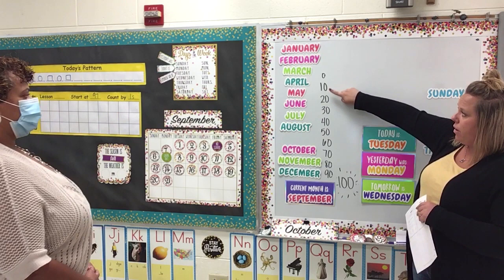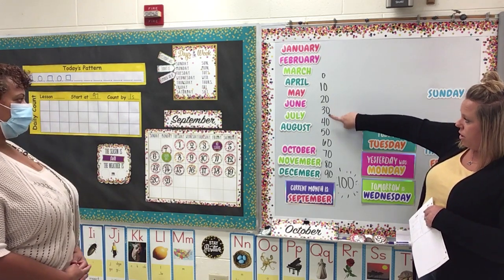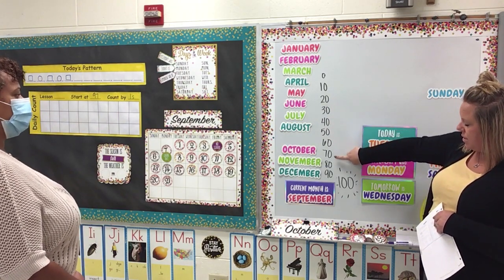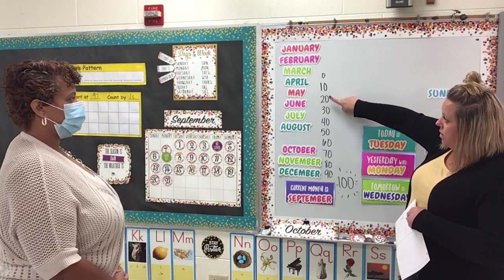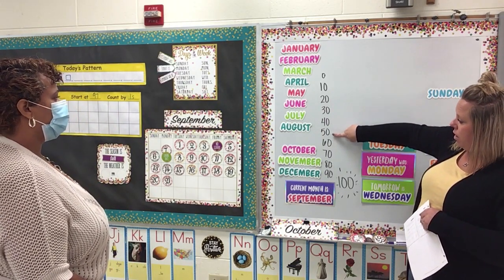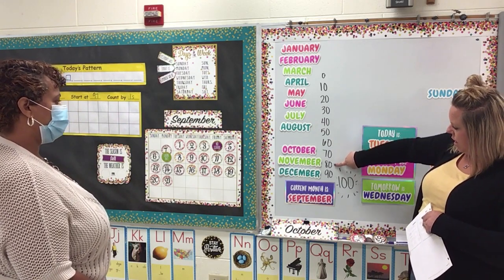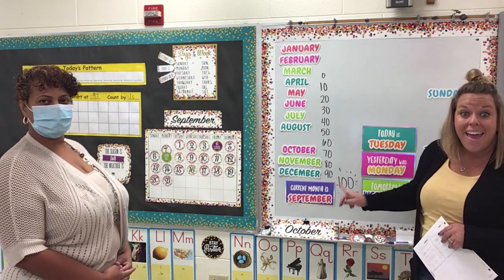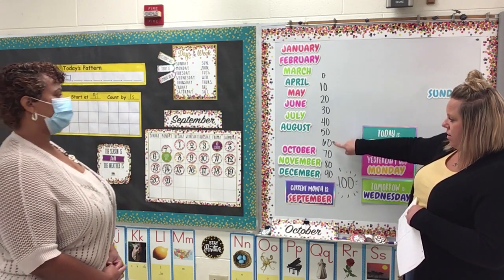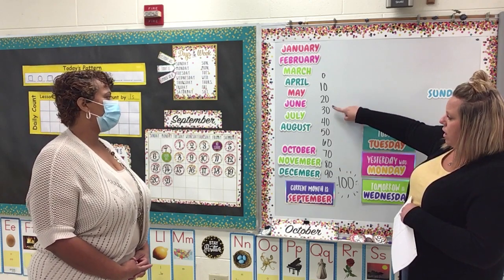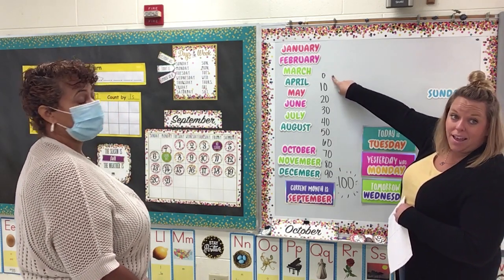Here we go. 0, 10, 20, 30, 40, 50, 60, 70, 80, 90, 100. Let's do that one more time. And we need to be able to go backwards also when we're counting. So we're going to go backwards one time, starting at 100 and going down to 0. 100, 90, 80, 70, 60, 50, 40, 30, 20, 10, and 0.